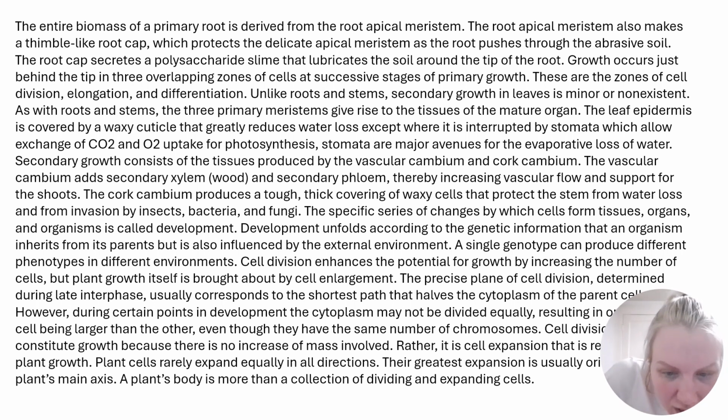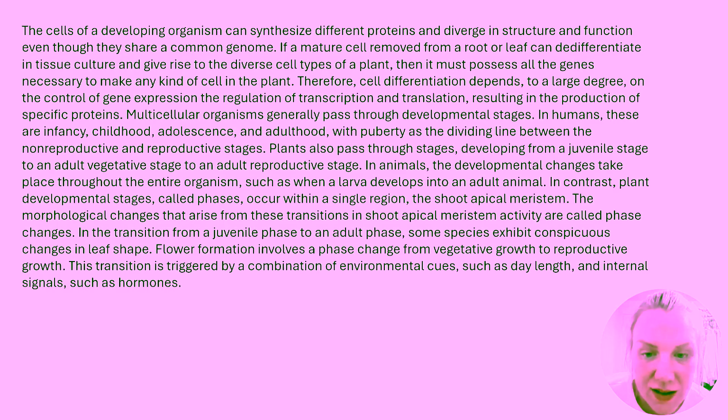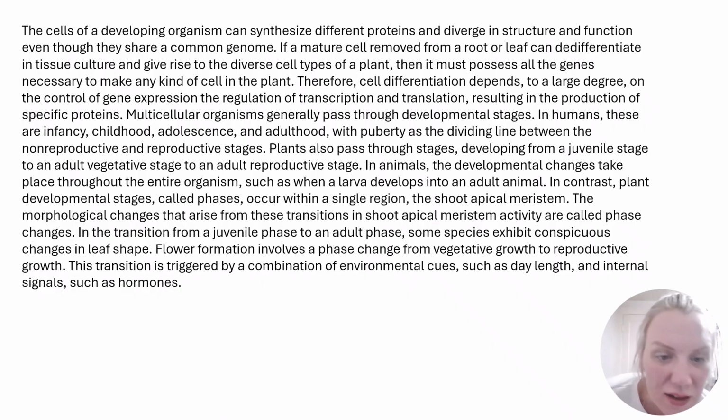A plant's body is more than a collection of dividing and expanding cells. The cells of developing organisms can synthesize different proteins and diverge in structure and function, even though they share a common genome. If a mature cell removed from a root or leaf can differentiate in tissue culture and give rise to the diverse cell types of the plant, then it must possess all of the genes necessary to make any kind of cell in the plant.